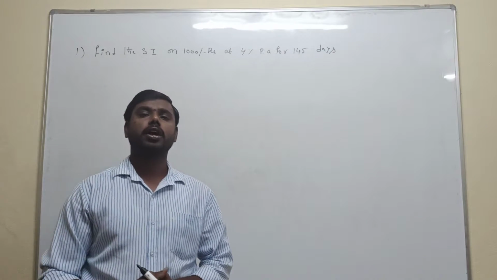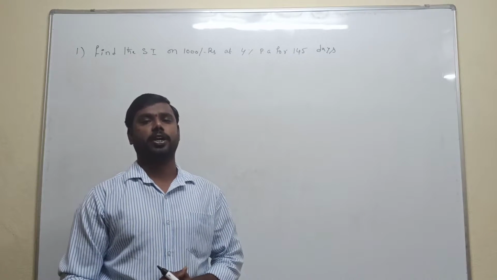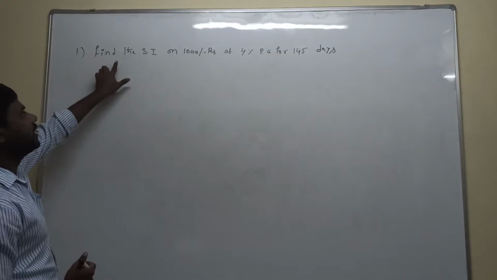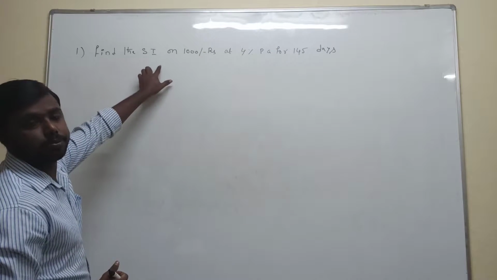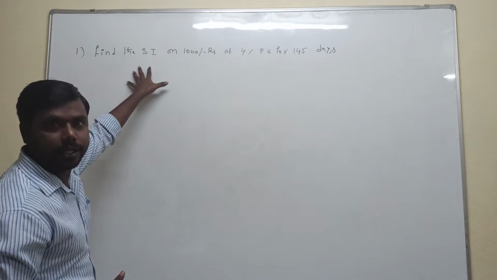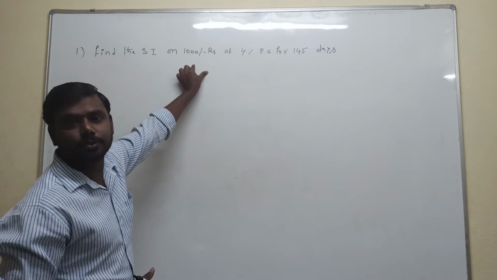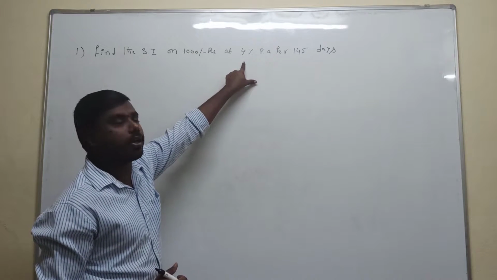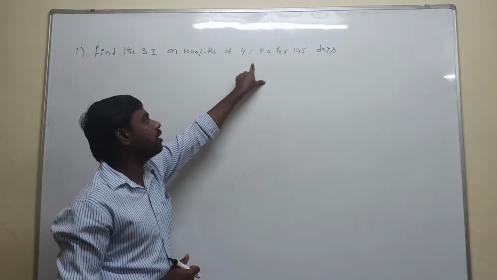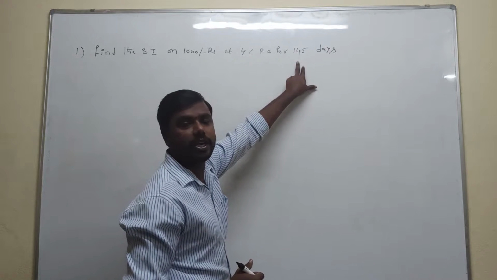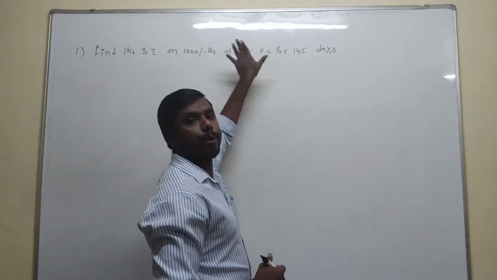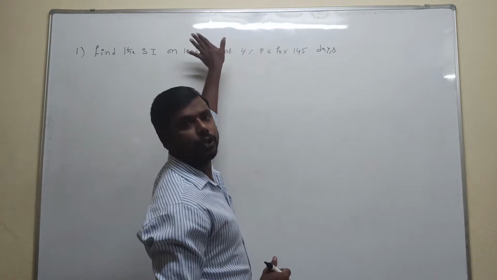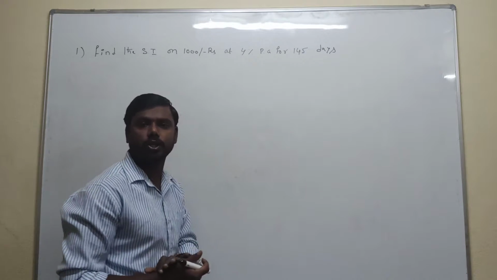Today we are discussing the remaining problems on simple interest. So now we are going to the problems. See question number 1. Find the simple interest. The principal amount given is 1000 rupees, the rate of interest given is 4%, and the time given is 145 days. We need to calculate the simple interest. We are going to the solution.